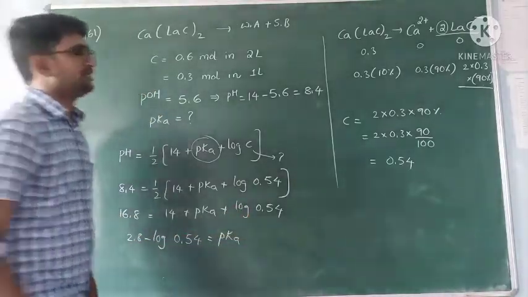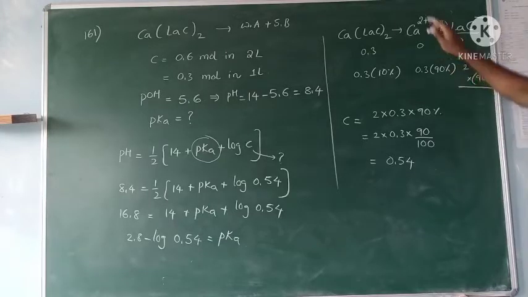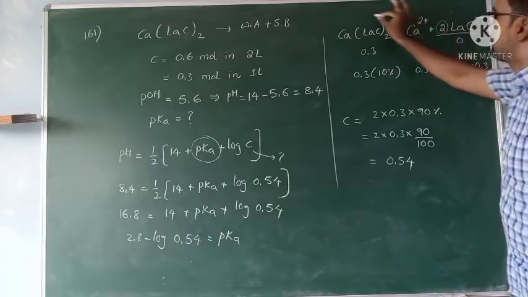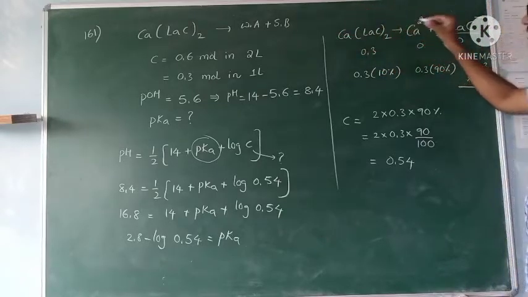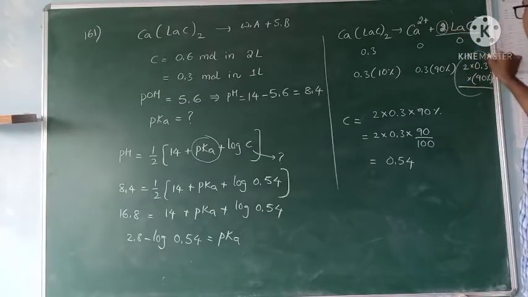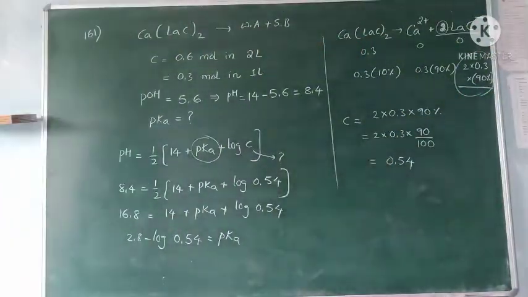Actually, students are facing some problem here. Sir, how can you write the concentration of salt like this? Because these ions are formed by this salt. In this one, it gives 2 moles. This is the highest one. That's why this is the total salt formation. Okay, completed.